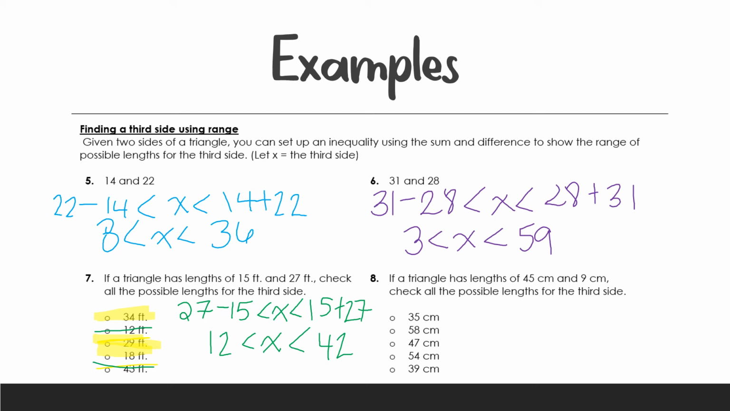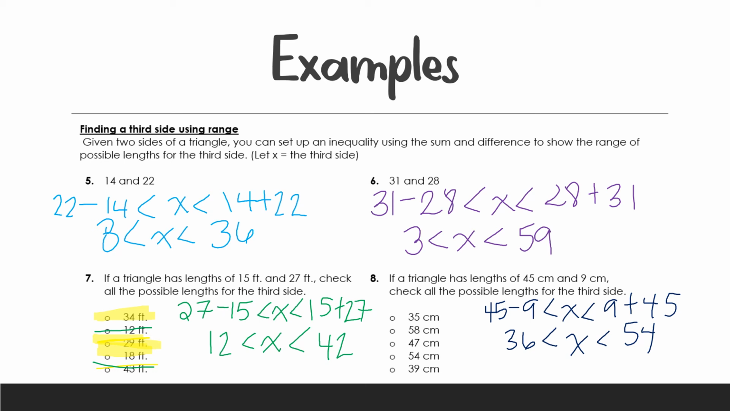All right, same thing for number 8. Here we have 45 minus 9 as our smallest possibility. And our largest possibility would be 9 plus 45. So 45 minus 9 is 36. That's going to be our lower boundary. And 9 plus 45 is 54. That's going to be our upper boundary. Again, it cannot equal 36 or 54. It's got to be greater than 36, but smaller than 54.